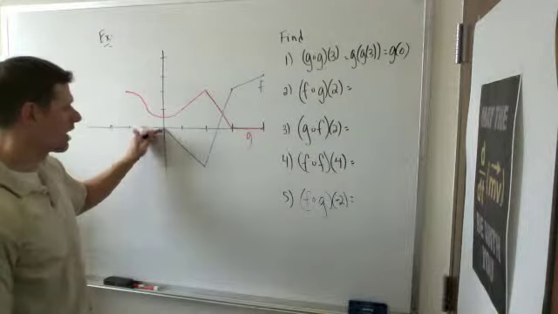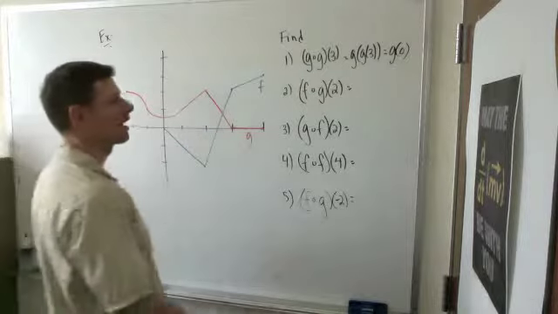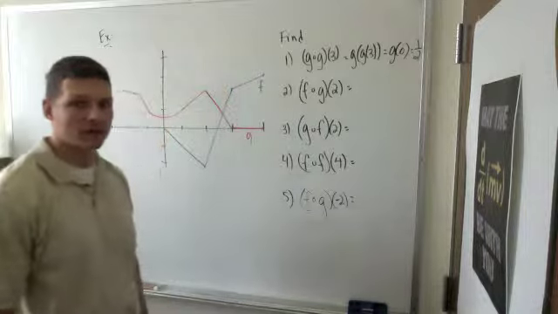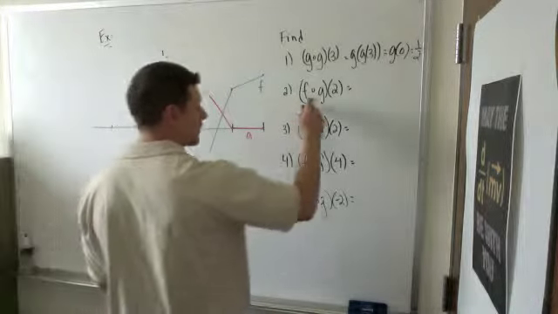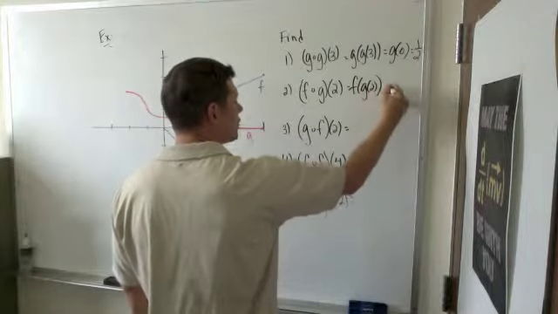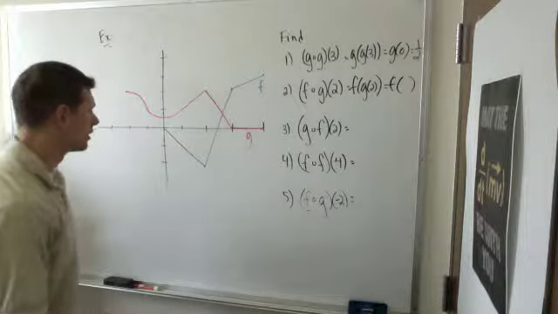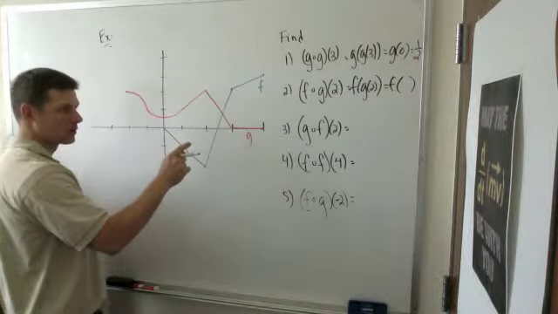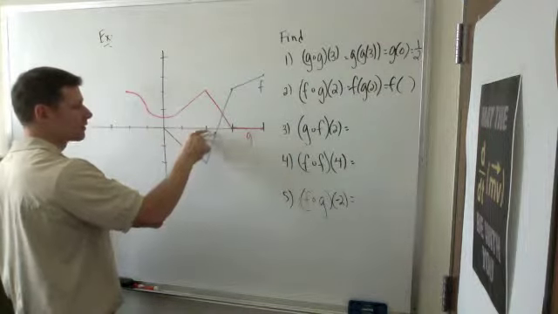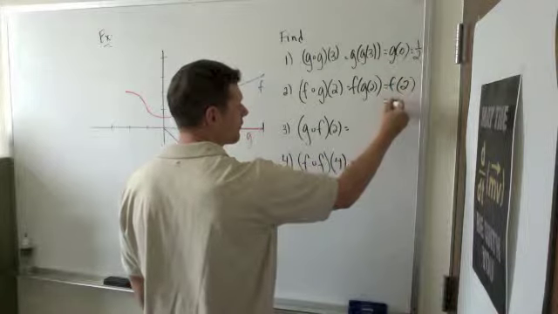Well, g of 0 is the height of the red function at 0. What's the height of the red function at 0? It looks like it's about 1/2. So this will equal 1/2 here. Okay. Try the next one. f of g of 2. So this will be f of g of 2. Well, that's going to be f of, well, what's g of 2? g of 2 is the red function, right? We're looking for the red function at x equals 2. How high is the red function at 2? Well, it's too high. So really I'm looking for f of 2.